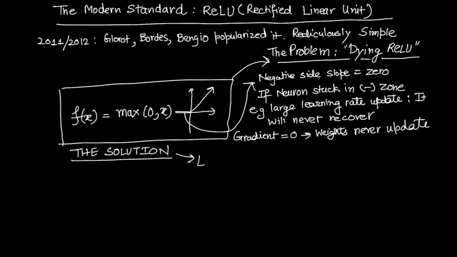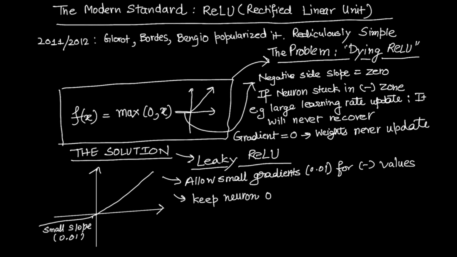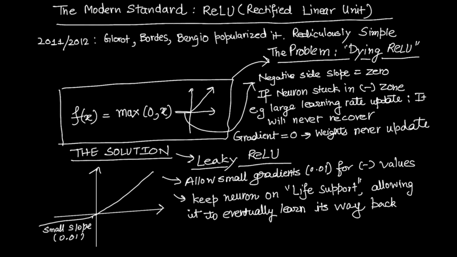To fix this, we have variants like Leaky ReLU. Leaky ReLU allows small gradients, like 0.01, for negative values. It keeps the neuron on life support, allowing it to eventually learn its way back into the positive zone.